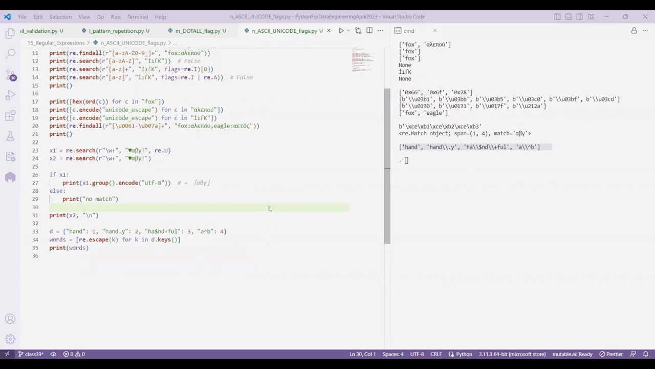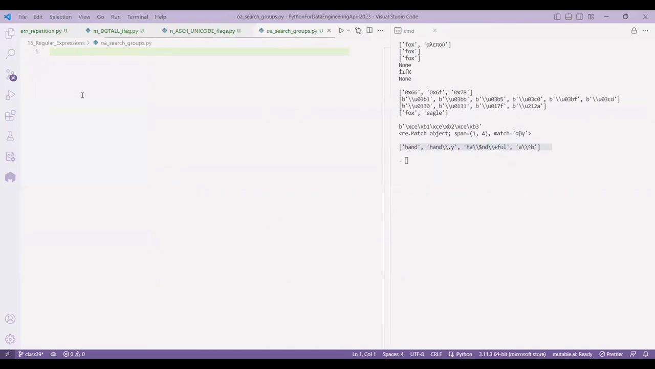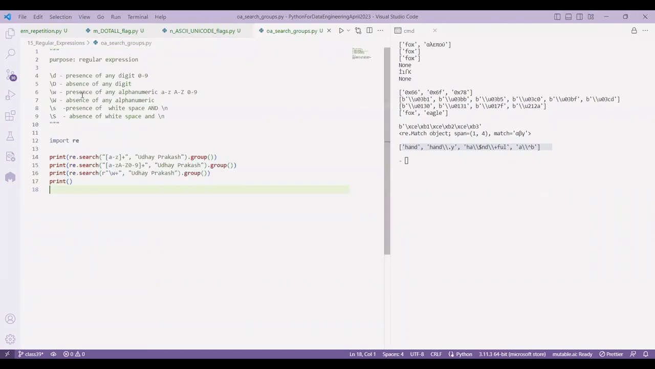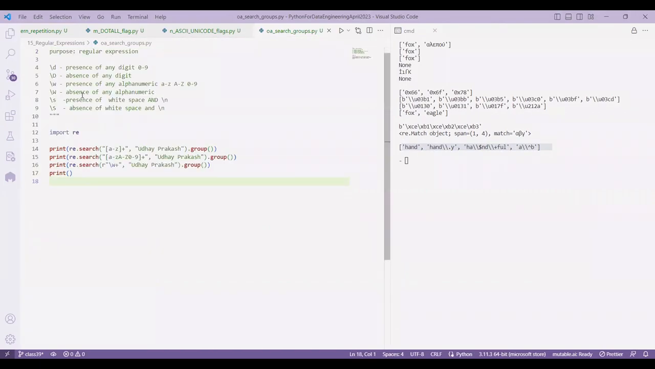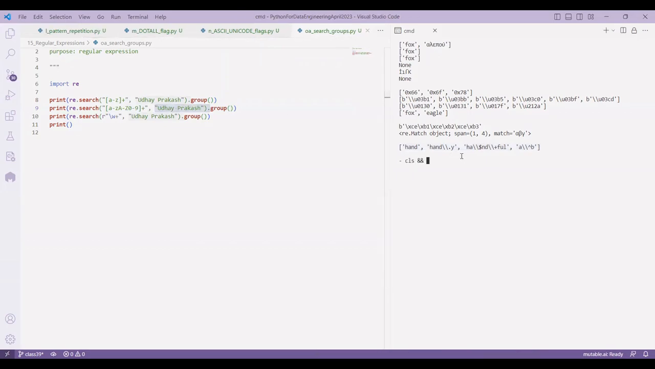The last part in this is about search groups. Searching means you are finding the values, but if you want to group them, that's where we need to go for this one. What is this group, sir? How can it help us? Till now, you give one pattern, you give a string, it tries to get the result. If the result is there, you get a group, right? So that's what we know.